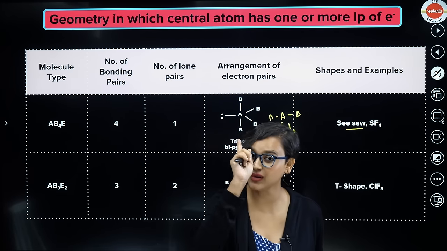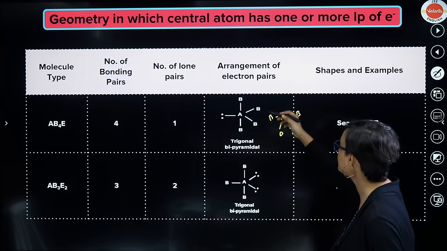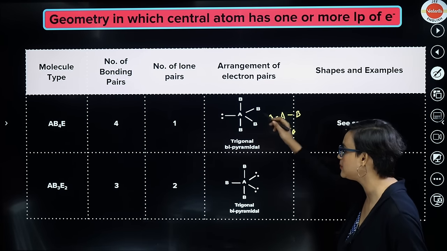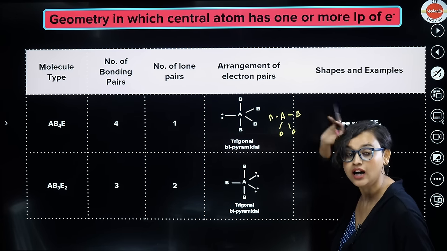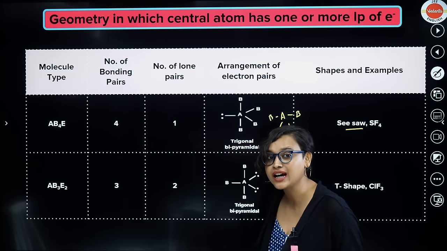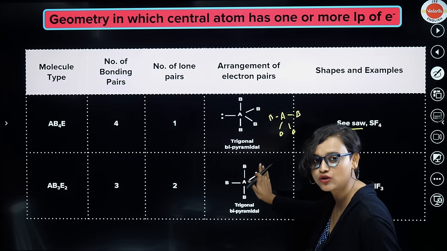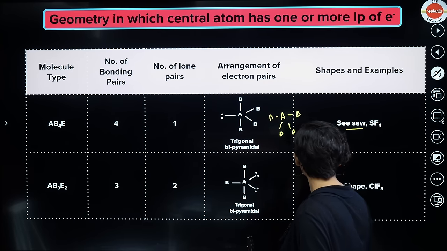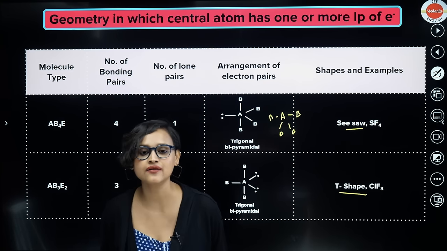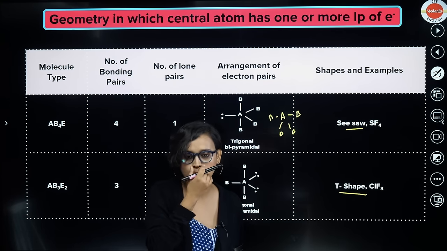Now we go to 3 plus 2. Once again, steric number is 5. Steric number 5, same arrangement, trigonal bipyramidal. But this time, the shape becomes T shape. See, close these two lone pairs. What do you see? If you close these two, T shape. And exactly what we have written here, T shape. ClF3 has T shape.